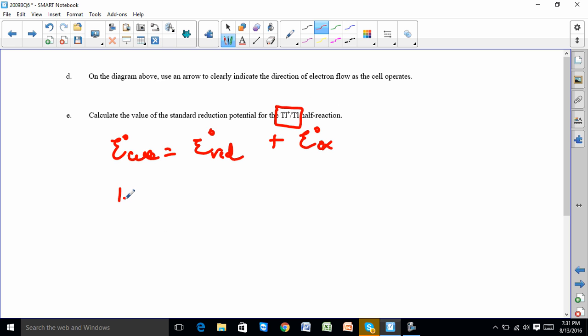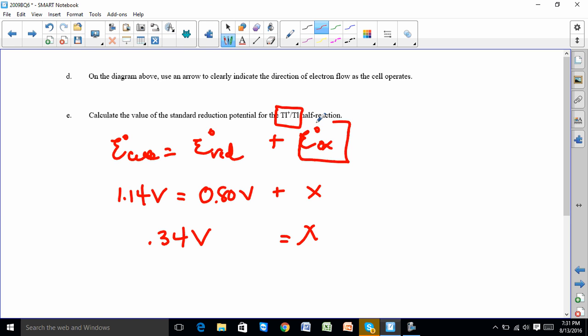So this is 1.14 volts. They gave you that. This you look up, and this is 0.80 volts. And then this is X. And so when you do this, you get X is 0.34 volts, but we're not done yet.